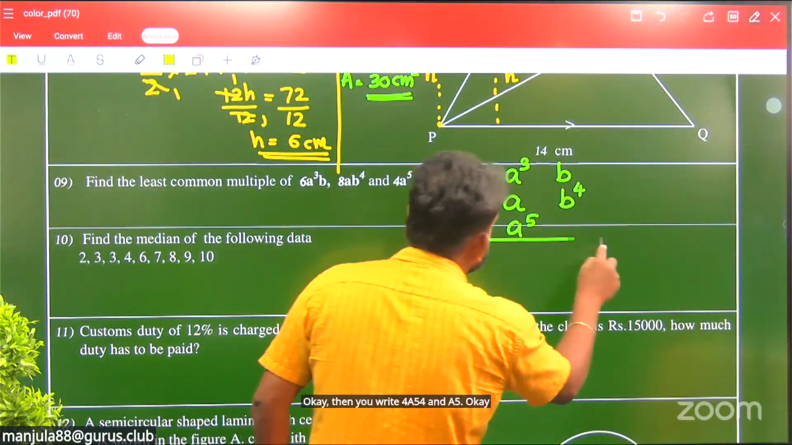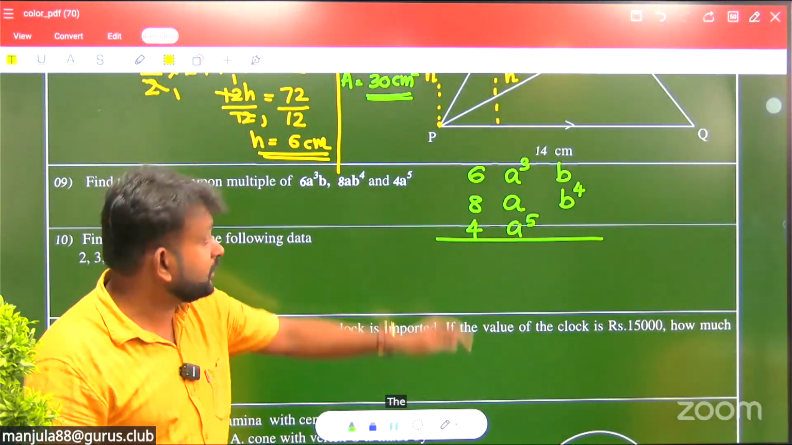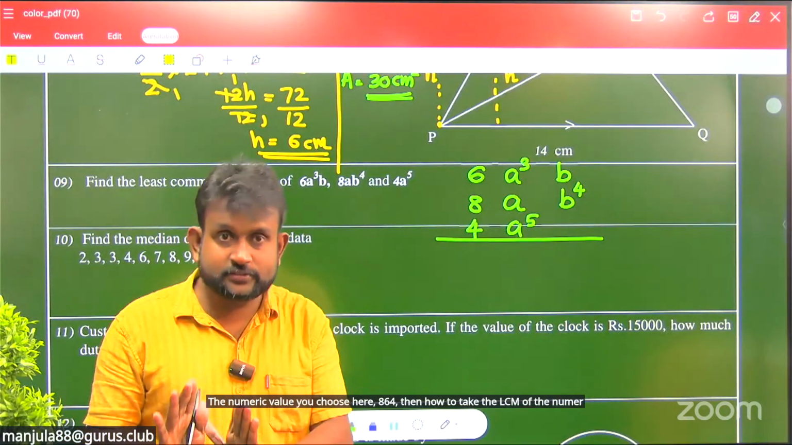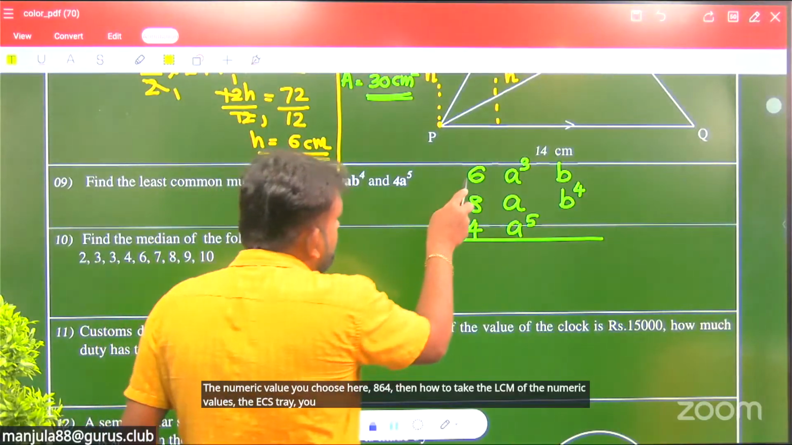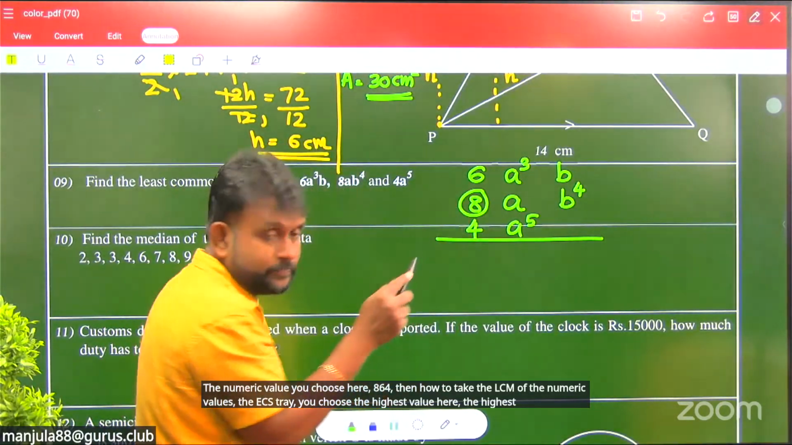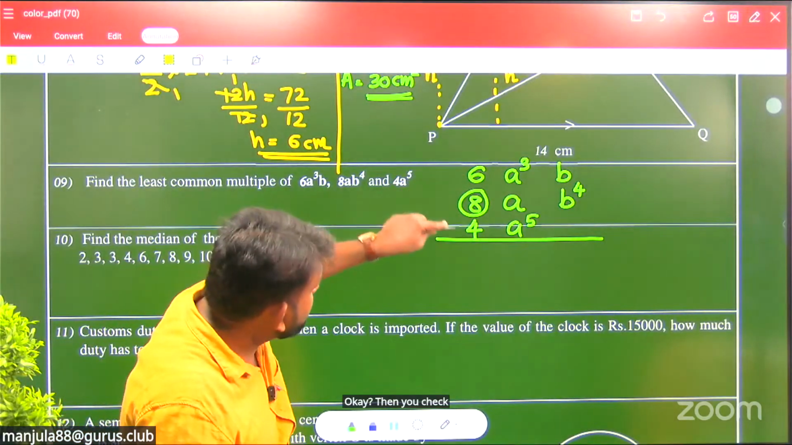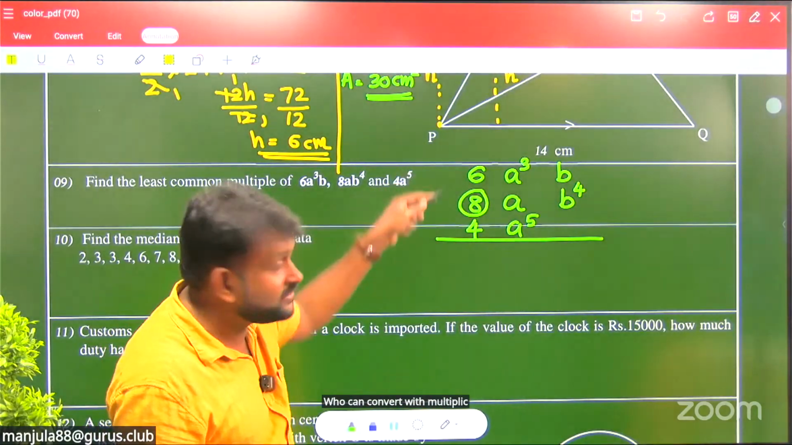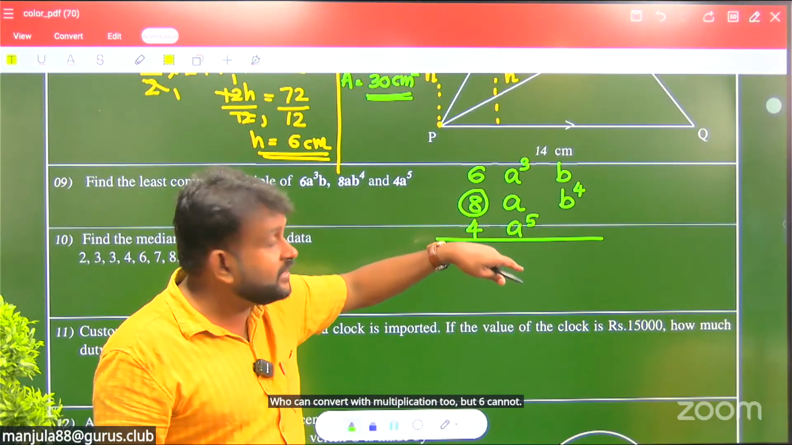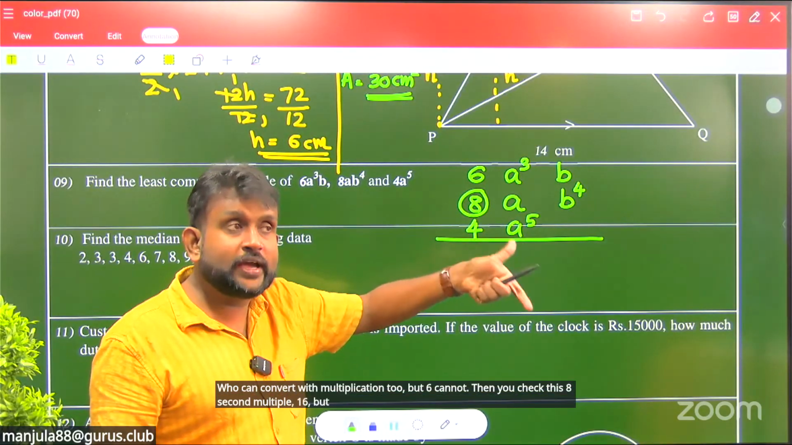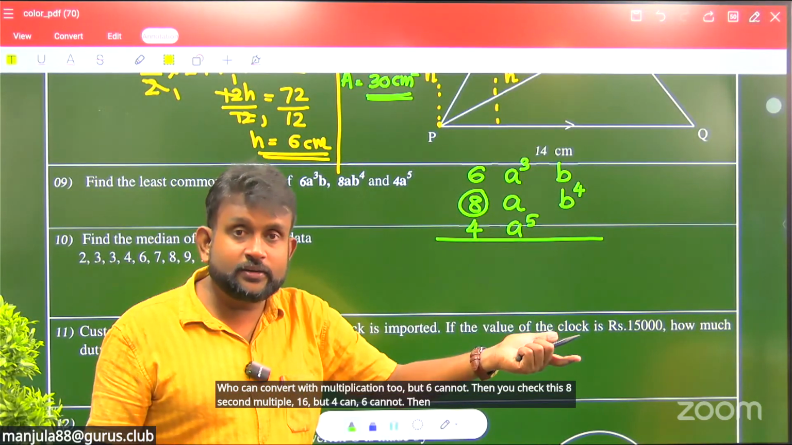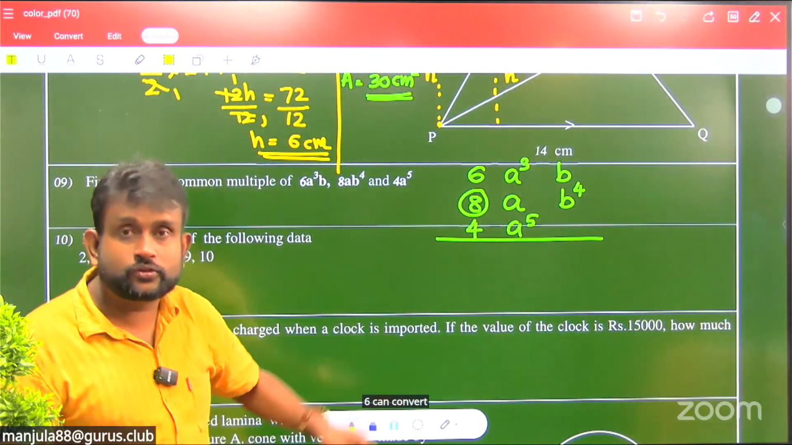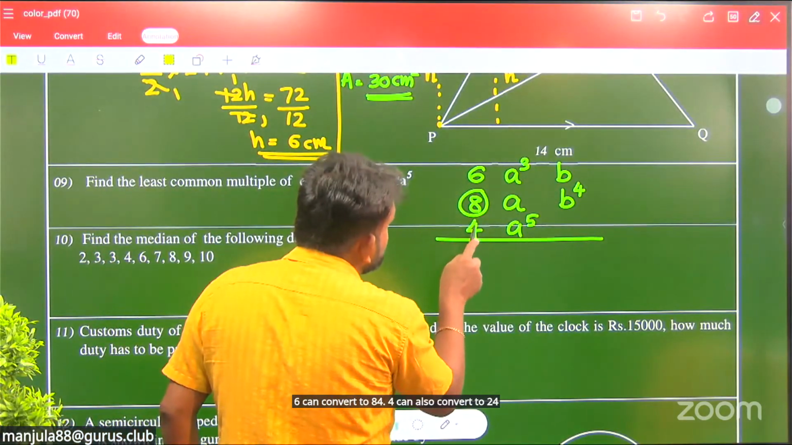Now check the numeric values: 8, 6, 4. How do you take the LCM of the numeric values? This is the easiest way. You choose the highest value here, which is 8. Then you check whether 6 and 4 can convert to 8. 4 can convert with multiplication by 2, but 6 cannot. Then the second multiple of 8 is 16, but 4 can, 6 cannot. Then the third multiple, 24: 6 can convert to 24, and 4 can also convert to 24.